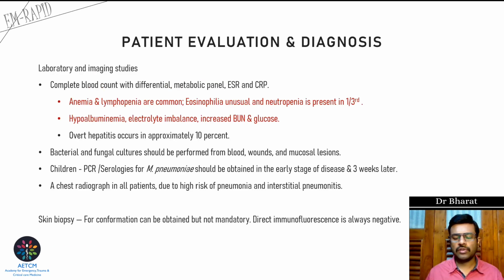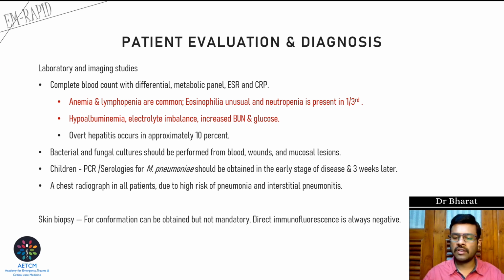The most common laboratory investigation that we have to do is a complete hemogram to check for anemia and lymphopenia, which are common. Eosinophilia is unusual, and neutropenia is present in about 1/3 of patients. Hypoalbuminemia, electrolyte imbalance, and dehydration are very common because of the sloughing of skin and exposed skin. There will be increased BUN and creatinine, since there can be rhabdomyolysis and increased cell death, and the patient can also have increased blood glucose levels. Overt hepatitis occurs in very few patients, only about 10%.